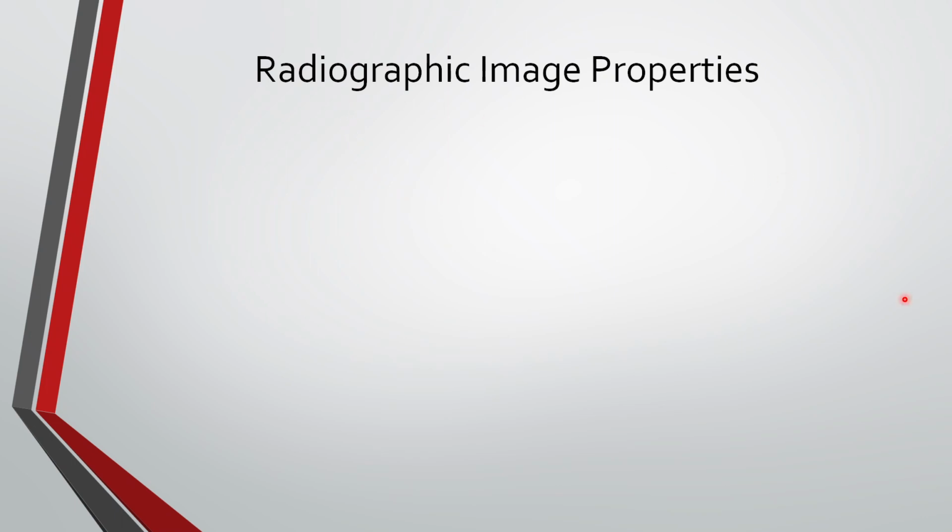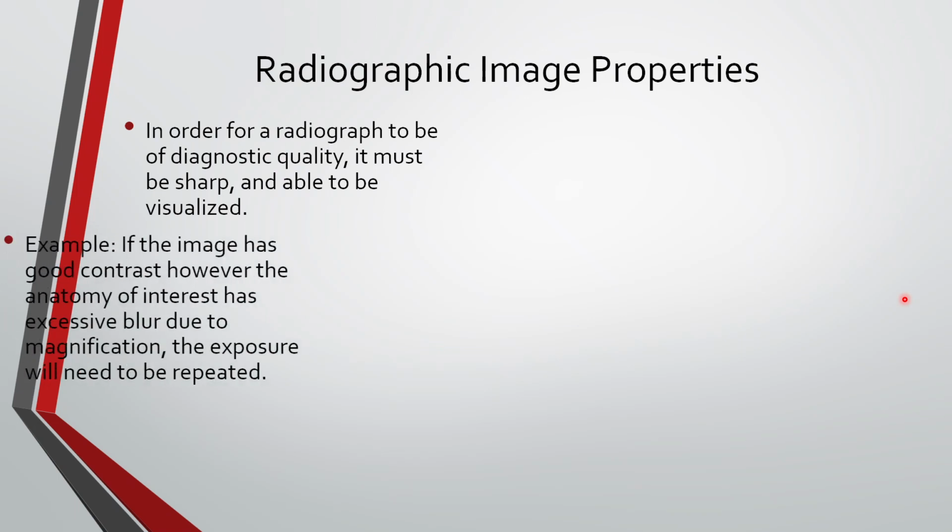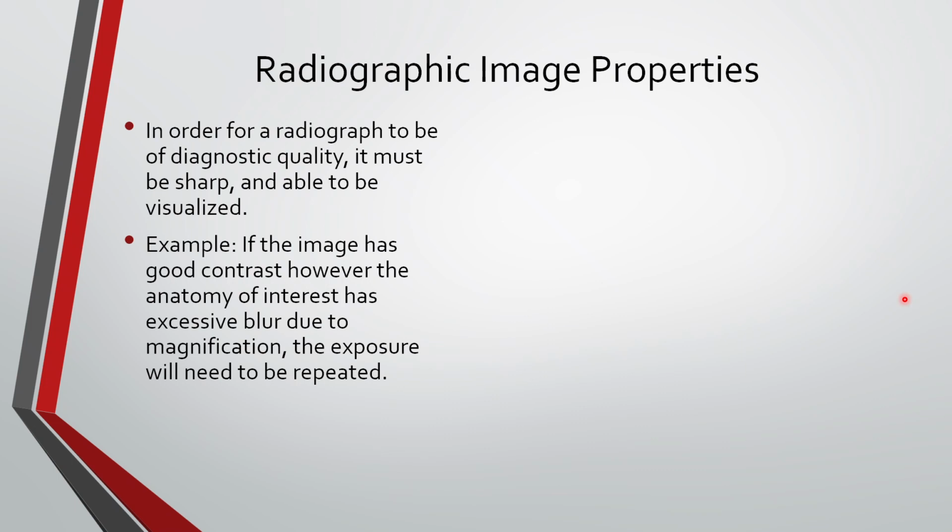Radiographic image properties. In order for a radiograph to be of diagnostic quality, it must be sharp and able to be visualized. So both of these, the sharpness and the visualization, need to go together. For example, if the image has good contrast, however the anatomy of interest is excessively blurred due to magnification, the exposure will need to be repeated, right? So on a good quality radiograph, we need to have sharpness and visualization.